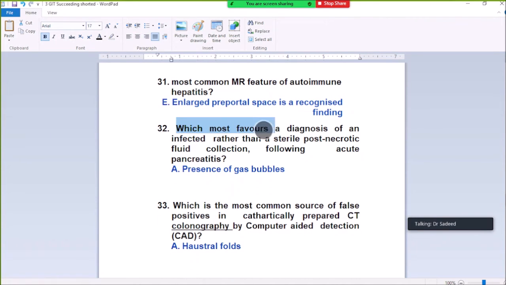Question 32. Which most favors diagnosis of an infected rather than a sterile post-necrotic fluid collection following acute pancreatitis? Presence of gas bubbles. When there are gas bubbles in the fluid collection around the pancreas, it will show infected pancreatitis.